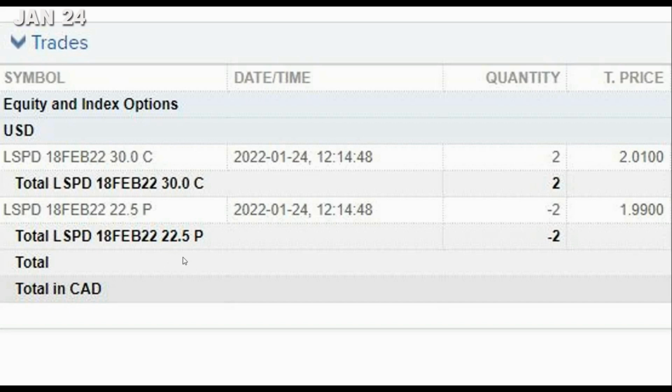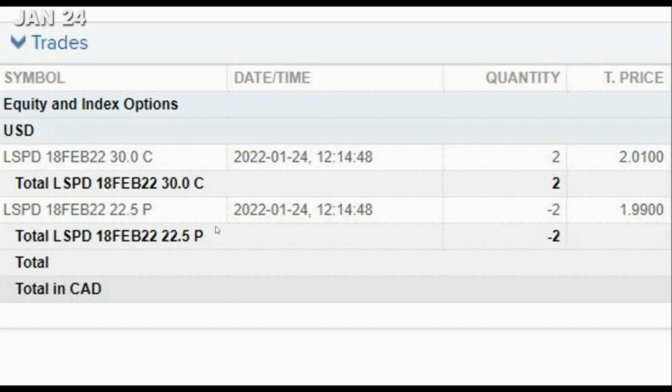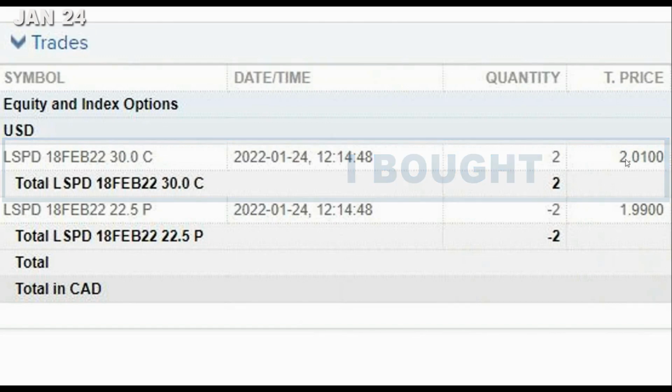I sold two put options with a strike of 22.50. For selling those options, I got paid $1.99 per option. And I normally just leave it at that. I just sell options and I make money and collect the premiums. However, this time I did something a little bit different, which is part of the risk reversal, which is to buy call options. So I have two call options here, and I bought them for $2.01. So the two almost cancel each other out, but not quite.